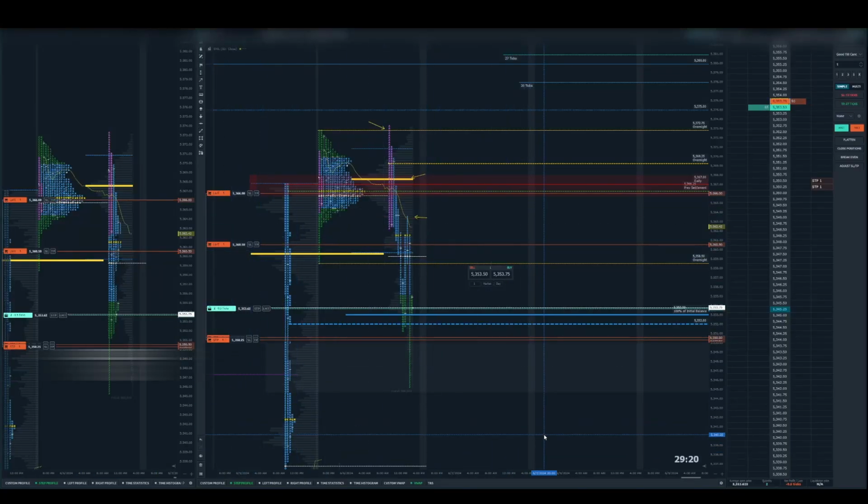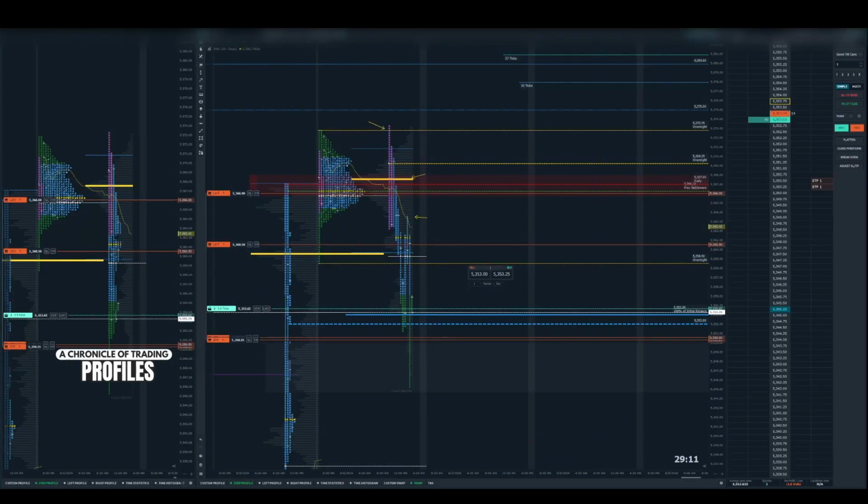Took this trade in the K period. You can see that long buying tail on the J period there. And we couldn't make it back under that blue dash line, which was the M low from yesterday.